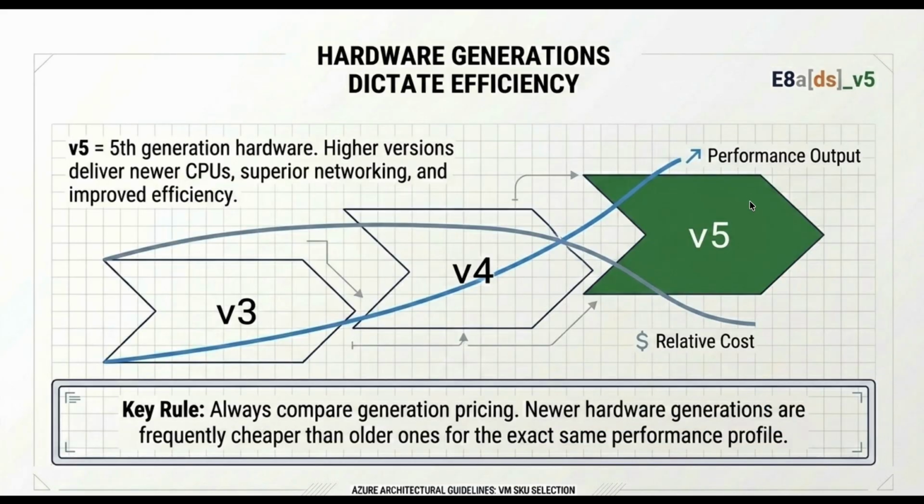Next we have the hardware version. V5 indicates the hardware generation version. Usually a higher version means better CPUs, networking, better efficiency, and improved performance. Sometimes newer generations are even cheaper, so always compare the hardware versions V3, V4, V5, V6 before selecting a VM.